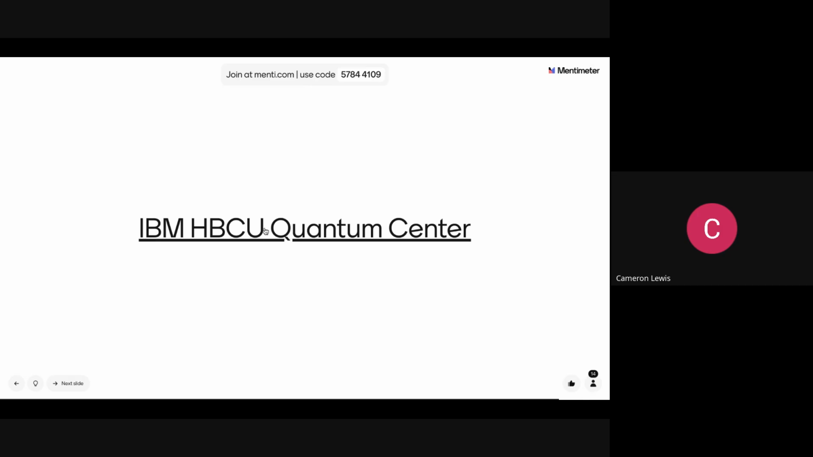This thing right here is the IBM HBCU Quantum Center. As you know, UDC is an HBCU, and with UDC being an HBCU, you guys are qualified to be part of the IBM HBCU Quantum Center.